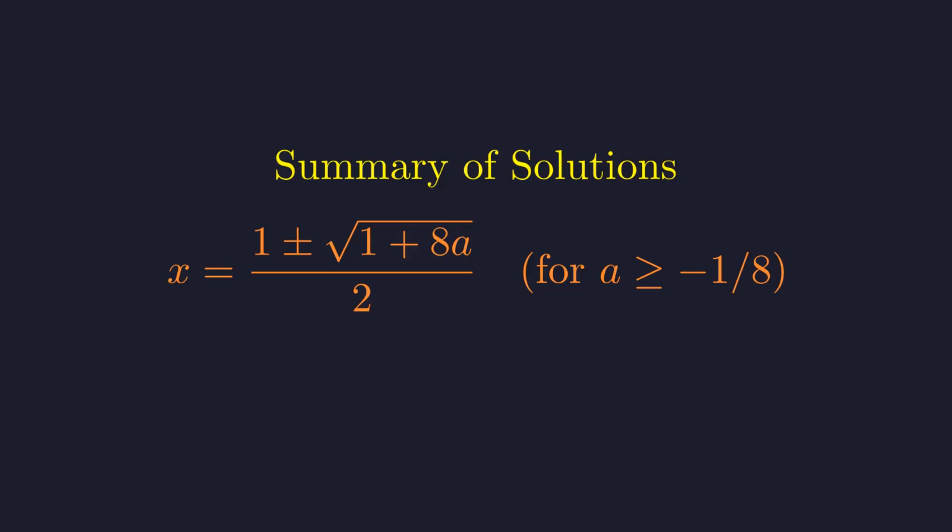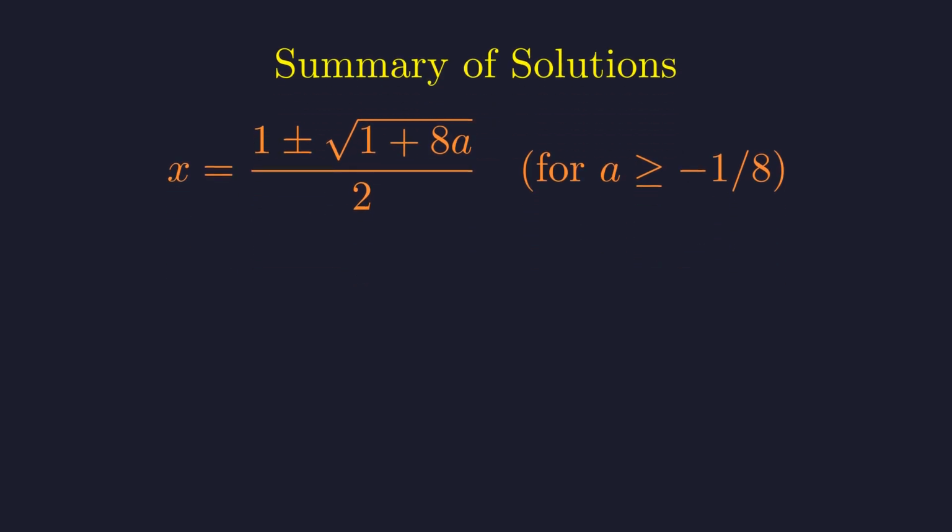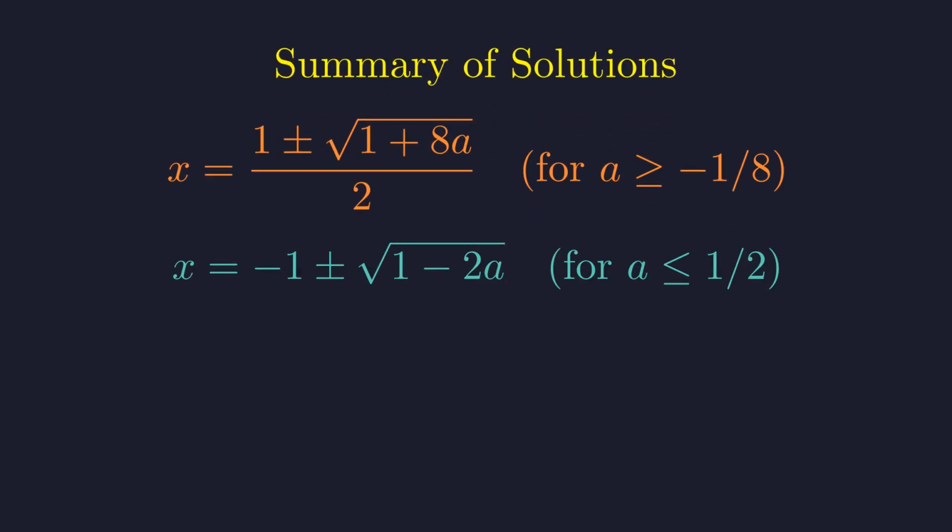So, we have found 4 potential solutions for x, whose existence depends on the value of our parameter a. Our first pair of solutions is given by 1 plus or minus the square root of 1 plus 8a, all over 2, which are real only when a is greater than or equal to -1/8. And our second pair is -1 plus or minus the square root of 1 minus 2a, which are real only when a is less than or equal to 1/2.